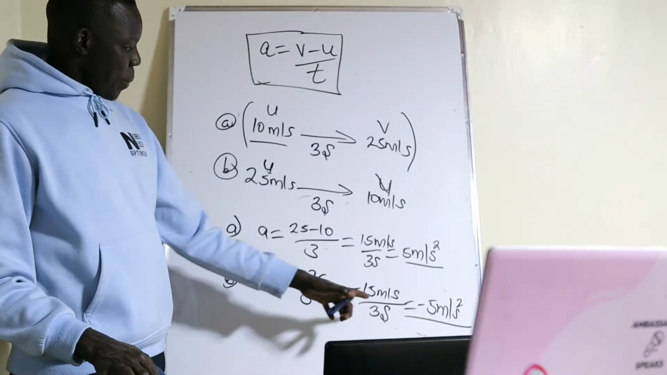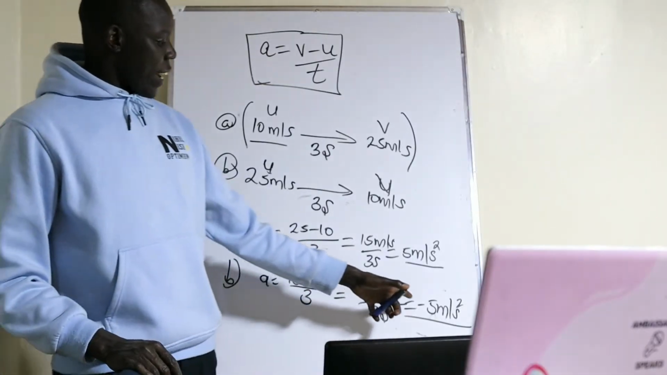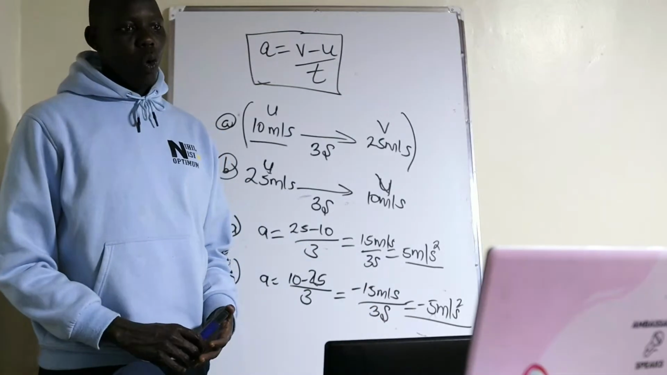Now, here in B, the acceleration is negative 5 meters per second squared.